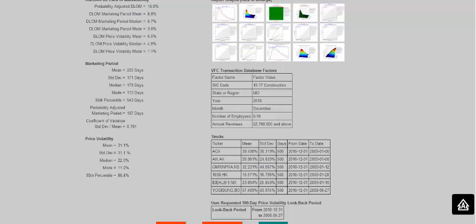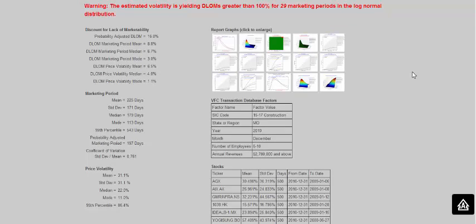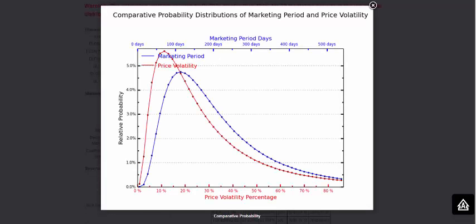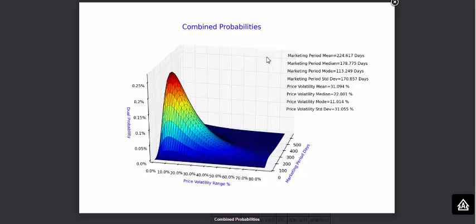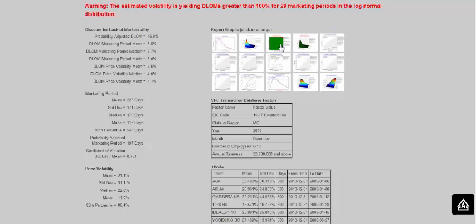Now let's look at the right-hand side of the report. At the top are 15 graphs. These graphs can be dragged and dropped into your report. They are also expandable. This particular graph shows the probability distribution of price volatility in red and marketing period probability in blue. The second graph shows the combined probability in 3D. This graph is instructive because it shows that the more extreme combinations of marketing period probability and price volatility have a very low probability of occurrence and therefore have little influence on the ultimate DLOM calculation.